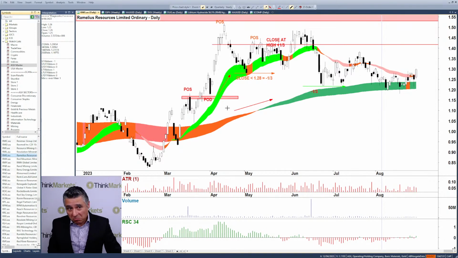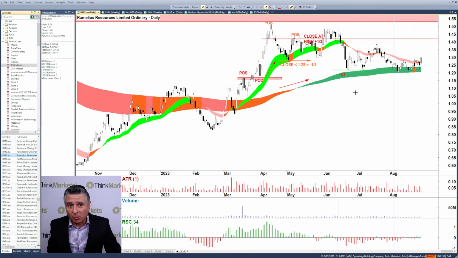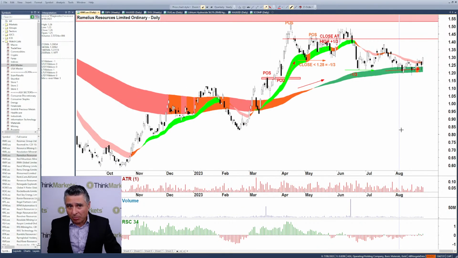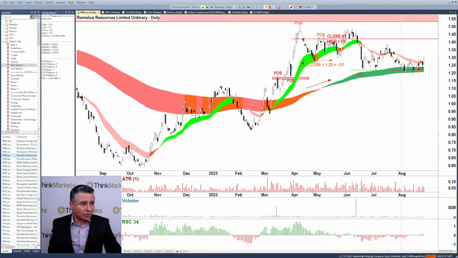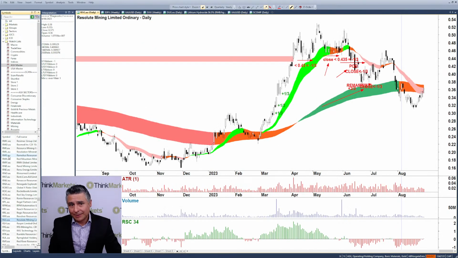RMS Ramelius looks okay, looks good. Probably one of the better ones I've seen. At least it's holding its long-term uptrend zone. Nice little bit of price action coming in. A decent candle today. I'm not a buyer, but I'm certainly a holder on Ramelius. What about RSG? Yeah, that one turned a bit sour, didn't it? But you had to take your lickings on that and get out of it. No, look, again, a decent rally, but not something I'd be looking to buy.